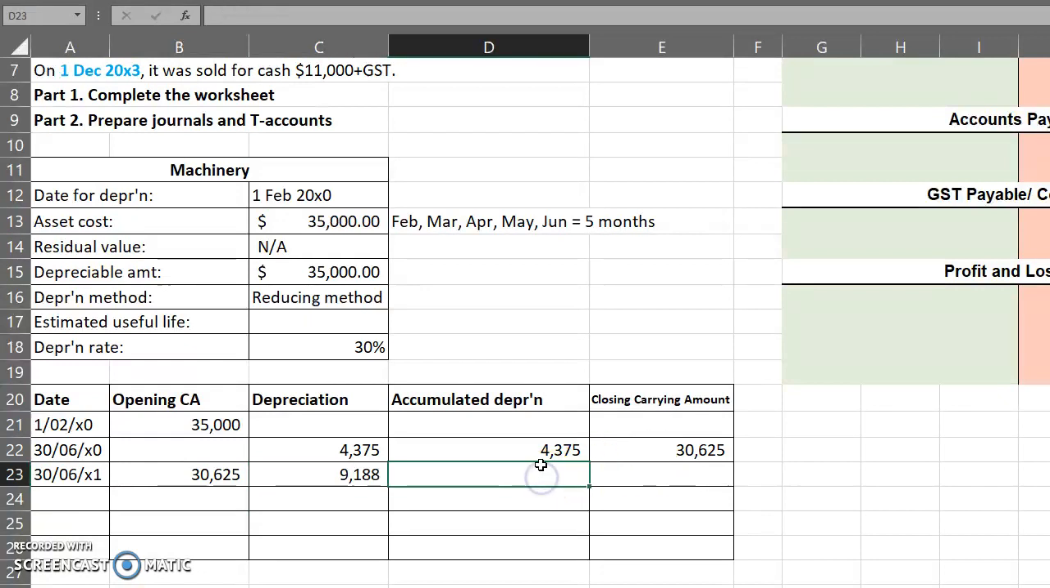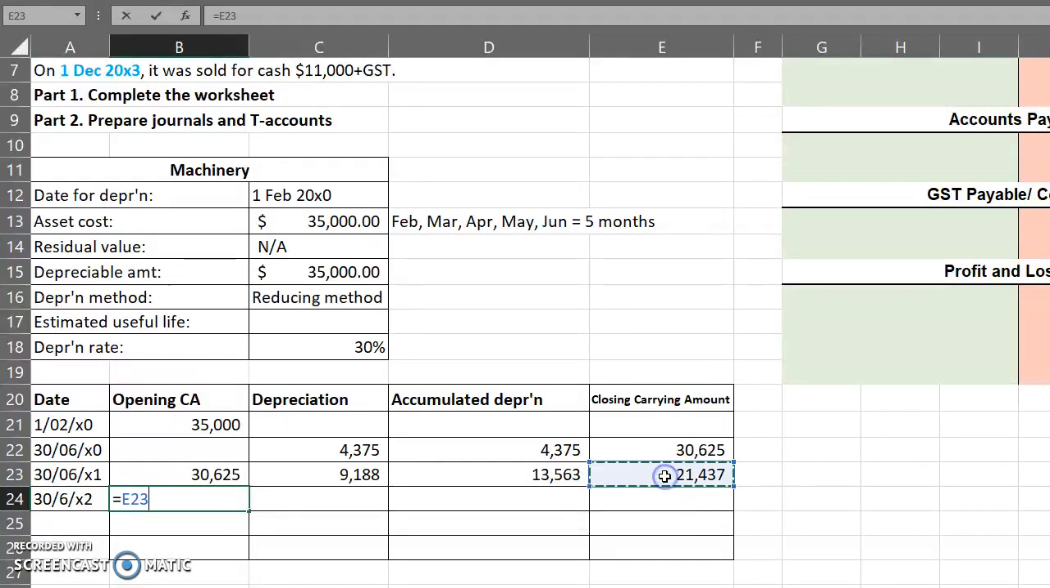Now let's see what we've got. We've got depreciation for last year of that much and depreciation for this year of that much. Together, accumulated or total balance is the sum of the two. Therefore, what's left in our books of the value of this machinery? We started with 35 and so far we have depreciated 13,563.